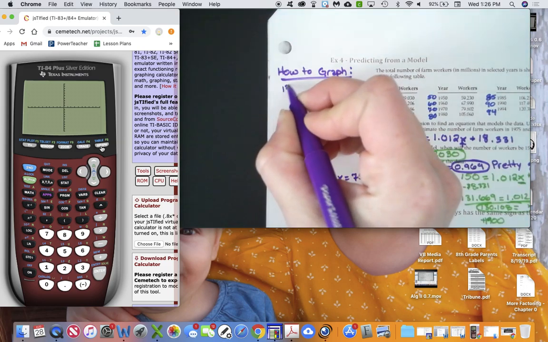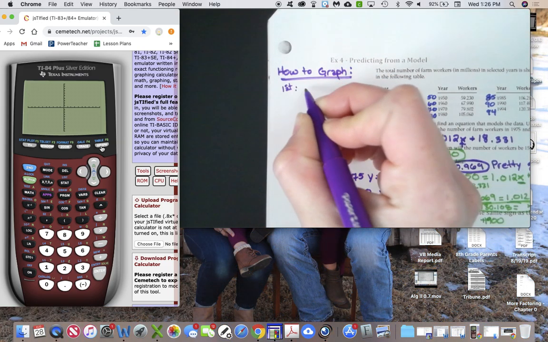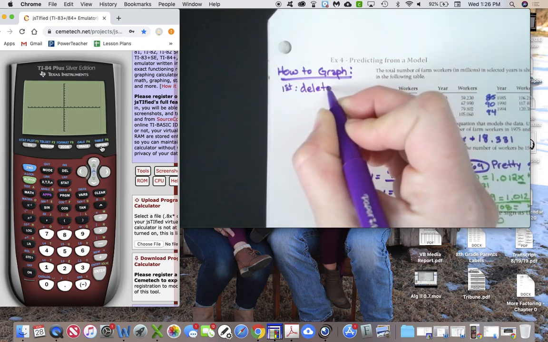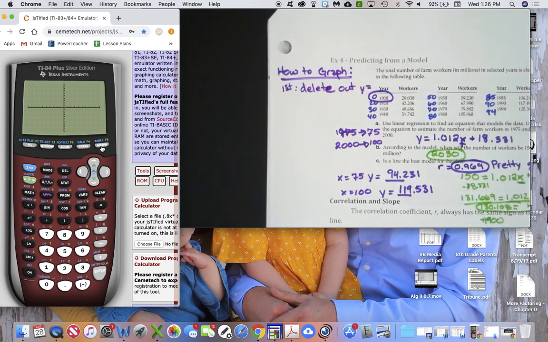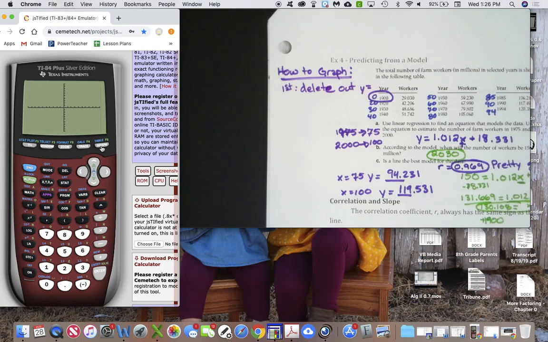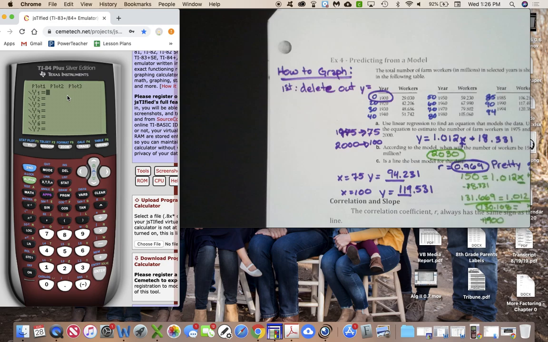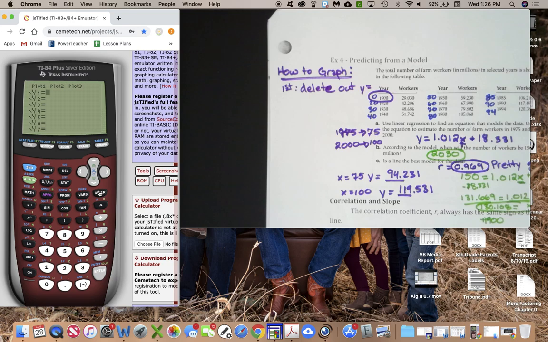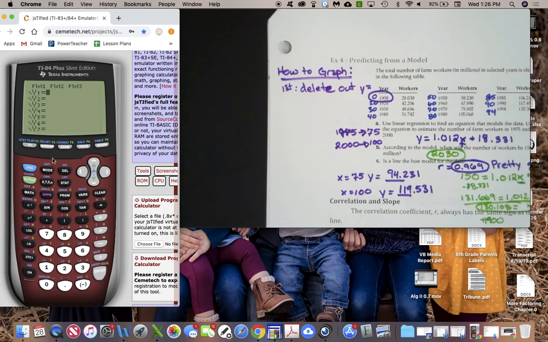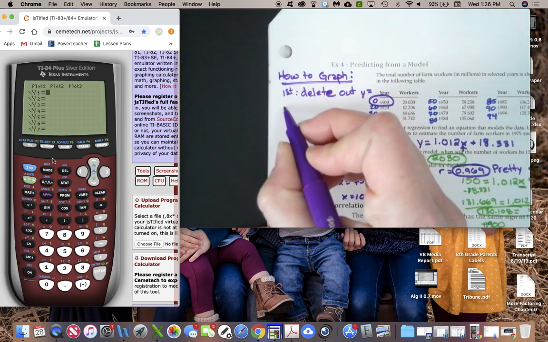First, I'm going to say delete out your y equals. Some of you might have a random line that is being graphed. Go to your y equals and get rid of it. If it is still there, clear it out. Delete out your y equals because then it's going to want to graph a line. And then what we're going to do is change your window.